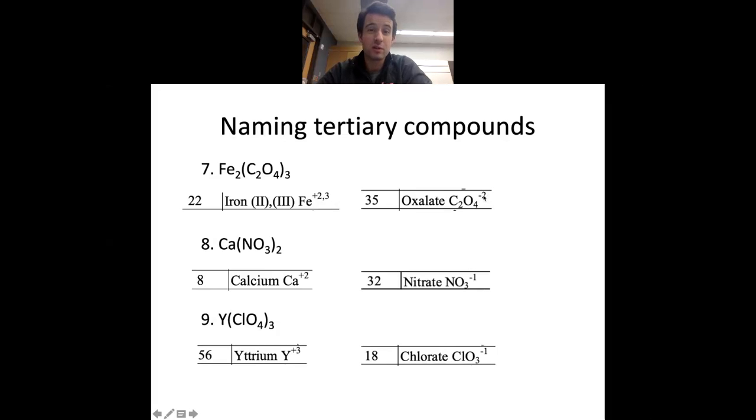So 3 times 2- gives you 6. And then over here we have 2. These 2 irons have to add up to +6. So our charge here is going to be 3 because each iron has a charge of 3.